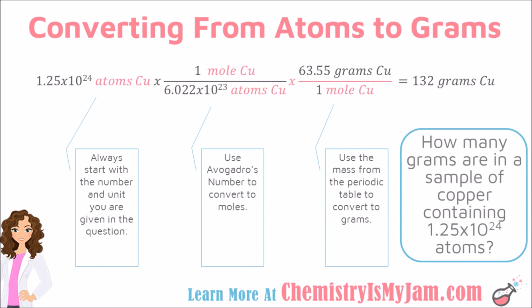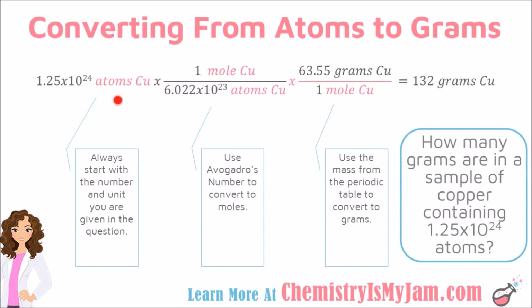Here's a similar example, but this time we're going the opposite direction. This time the question is, how many grams are in a sample of copper containing 1.25 times 10 to the 24th atoms? So this time we're starting with atoms and going to grams. It looks similar except for my fractions are going to be flipped.